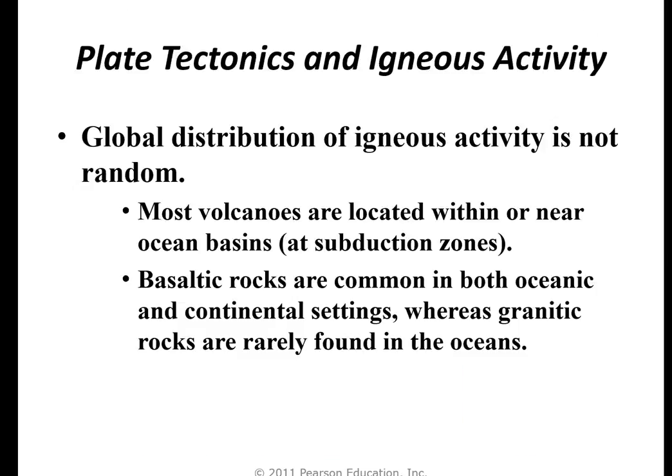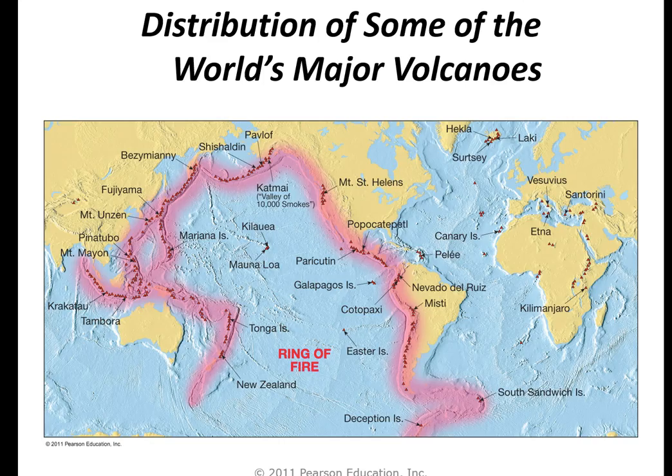Now, the global distribution of igneous activity, magma and lava rocks, is not random. Most volcanoes are located within or near ocean basins at the subduction zones. Remember, that's when one plate goes underneath another plate and rises it up. The basaltic rocks are common in both oceanic and continental settings, whereas granitic rocks are rarely found in the oceans.